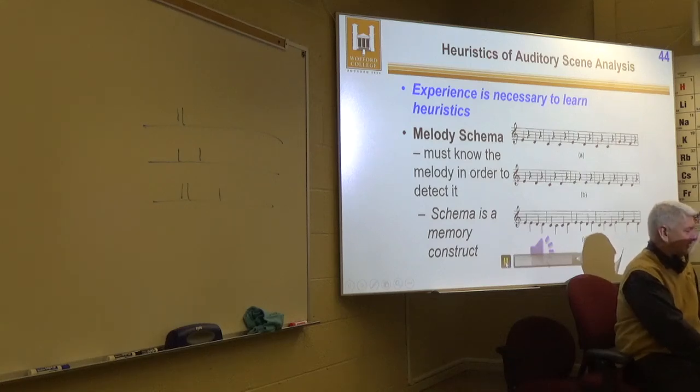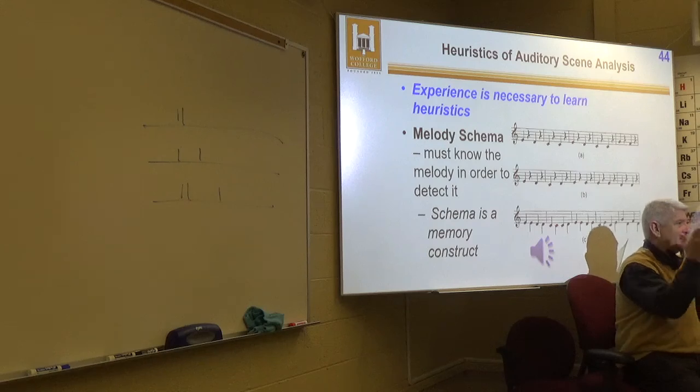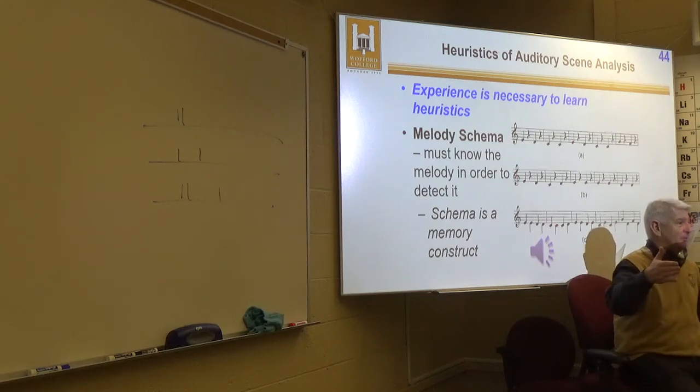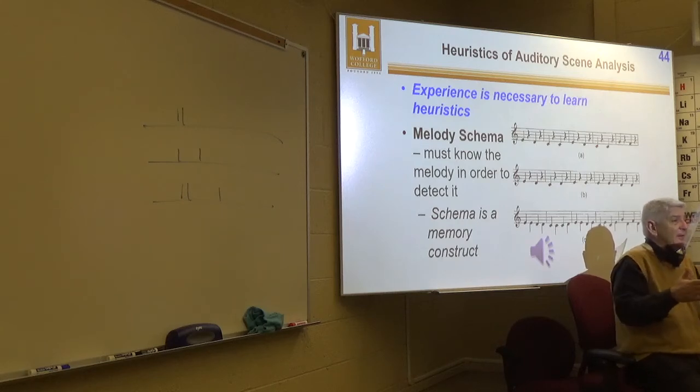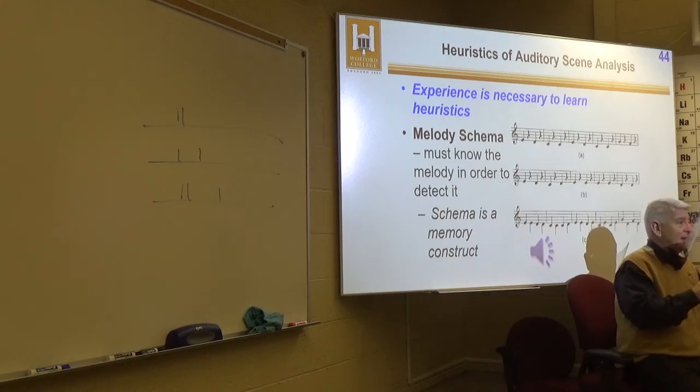So 3 Blind Mice, what about this? Mary had a little lamb, right? And the timing's a little bit off because we're keeping the temporal sequencing the same, whereas with these melody schemas, temporal changes matter, right? Temporal changes matter. So we have 3 Blind Mice and Mary had a little lamb.